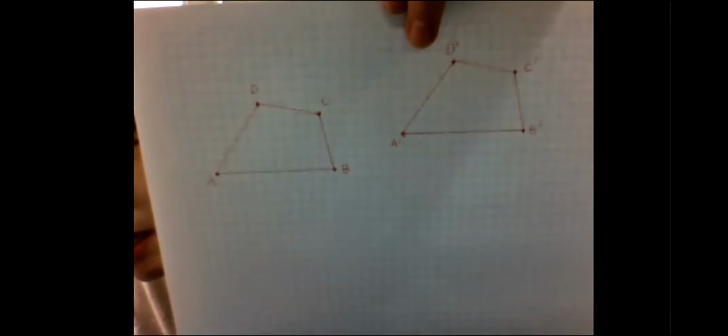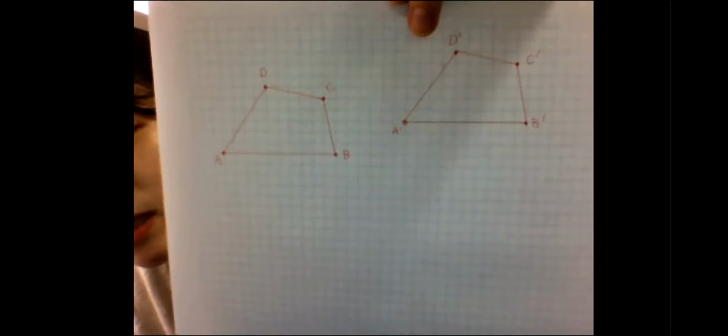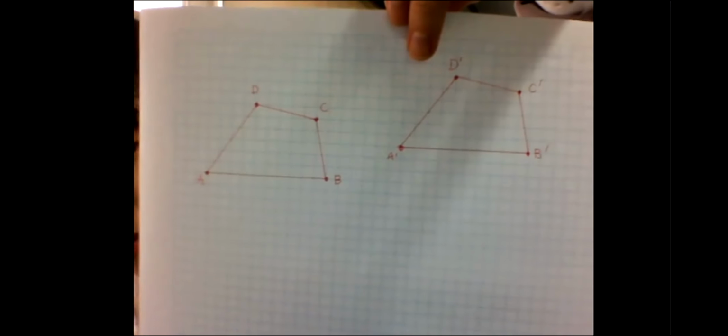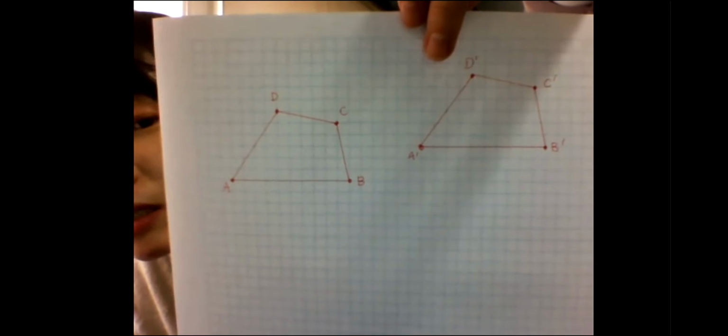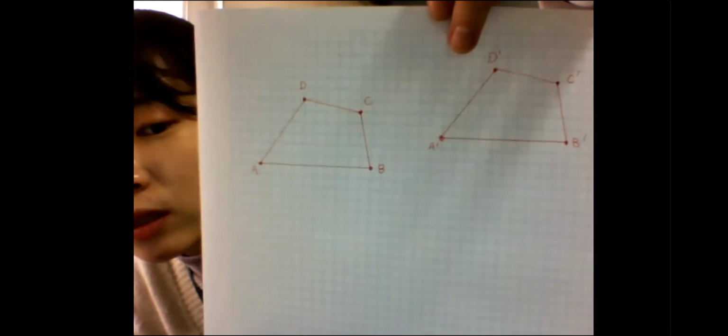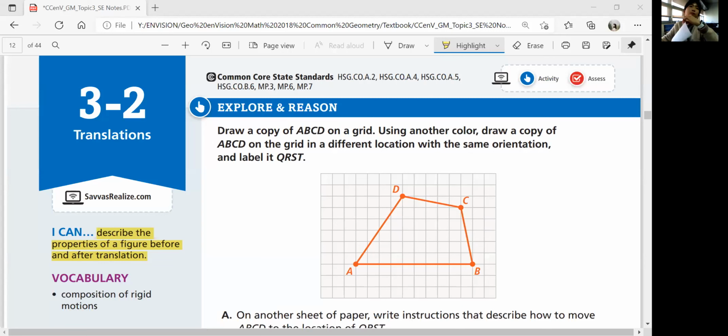So is this a rigid motion? Yes, because it preserves length and it preserves the angles, right? So what kind of rigid motion is this? That's what we're going to think about. Let's go back to our textbook.